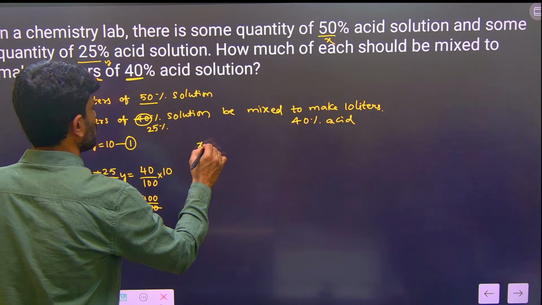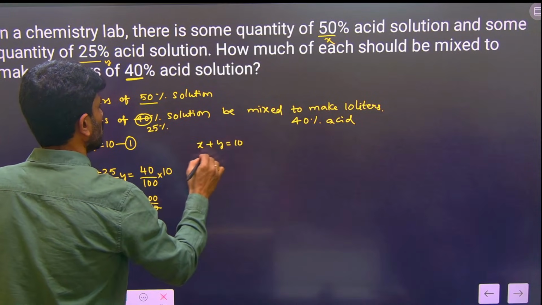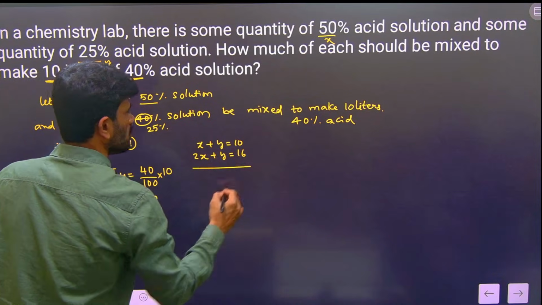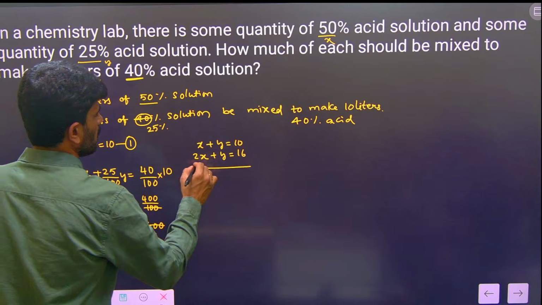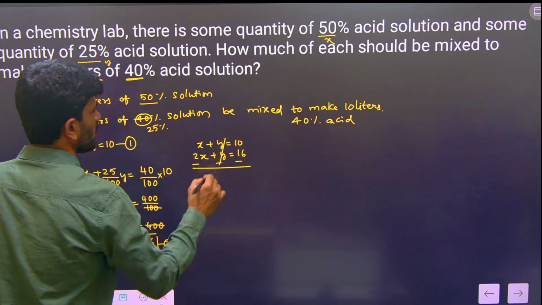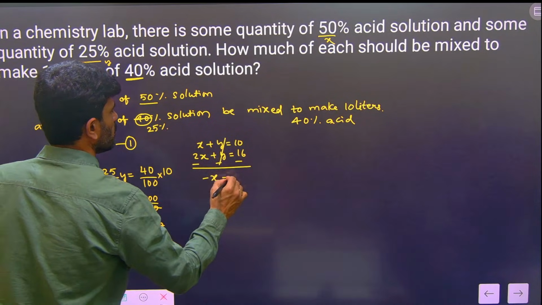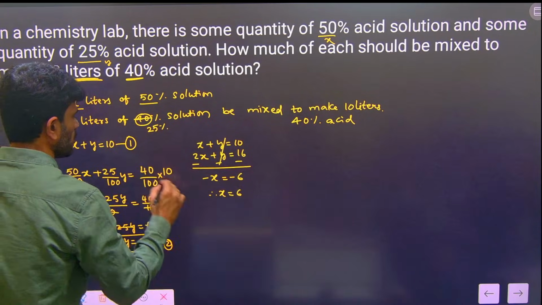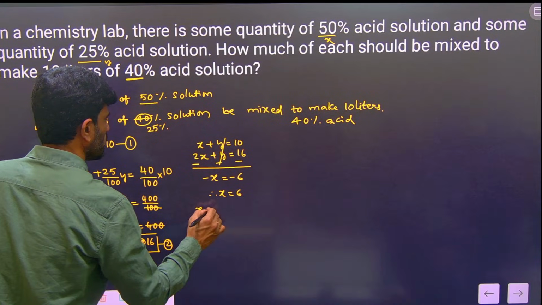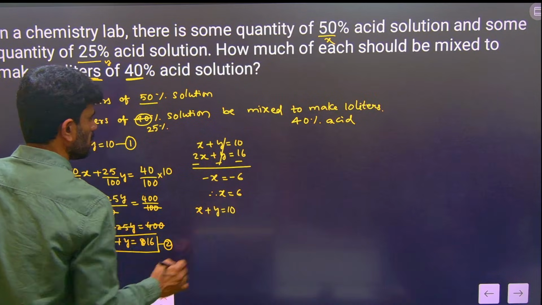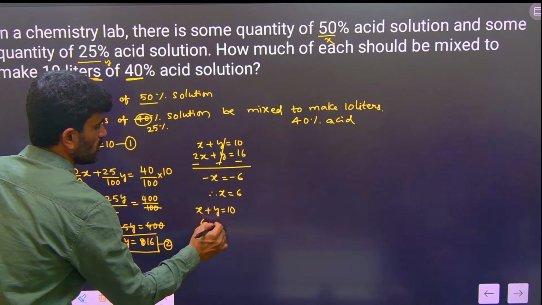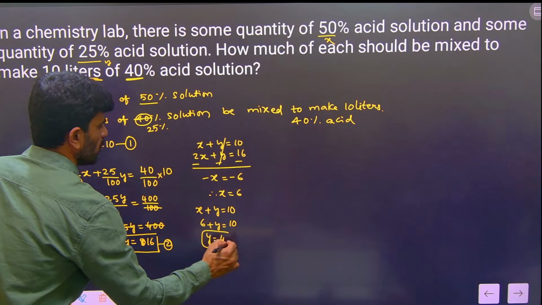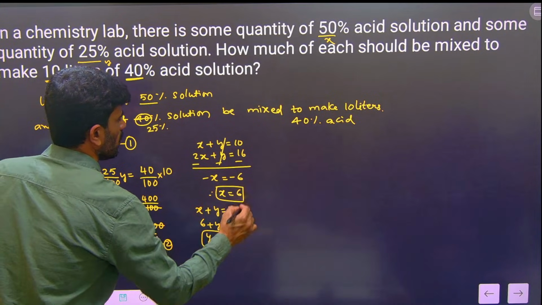So x plus y is equal to 10, and 2x plus y is equal to 16. Subtracting, these two will get cancelled. Minus x is equal to minus 6. Therefore x is equal to 6. Now substitute that in the first equation. x plus y is equal to 10, so 6 plus y is equal to 10. y is equal to 10 minus 6. y is equal to 4. x is equal to 6, y is equal to 4.